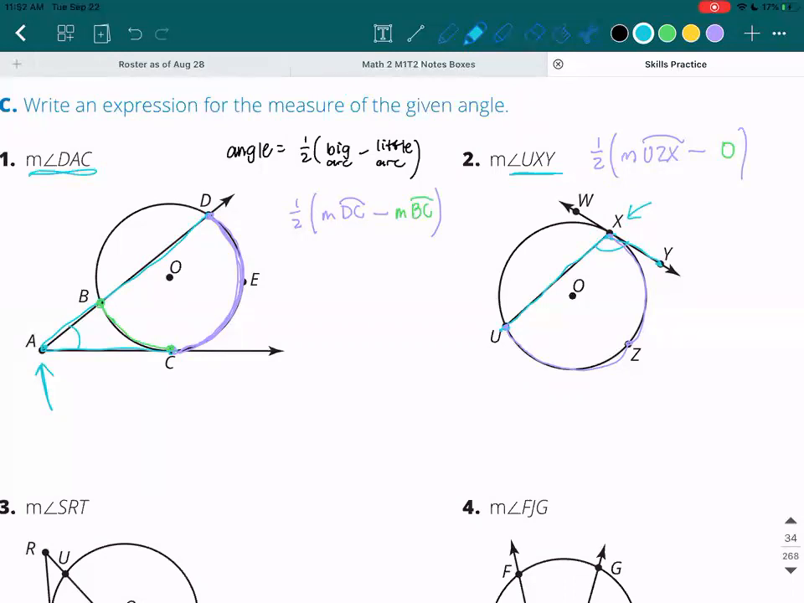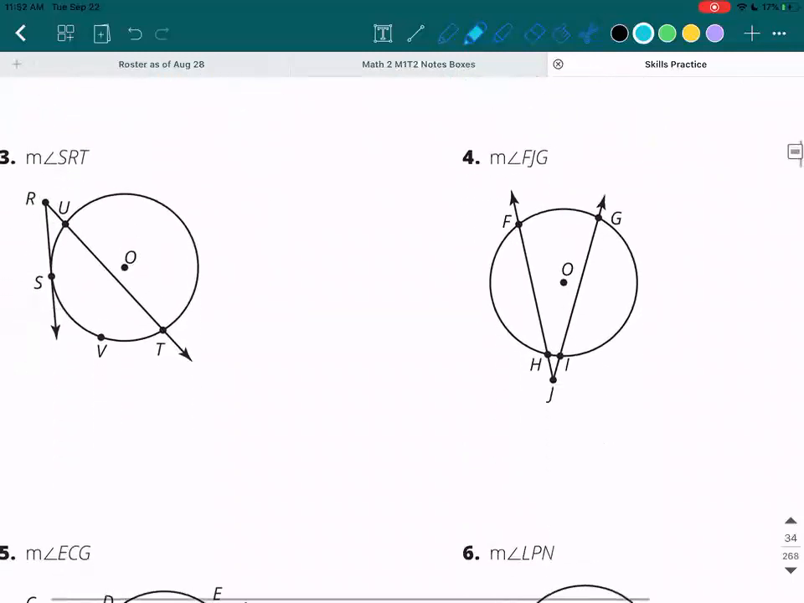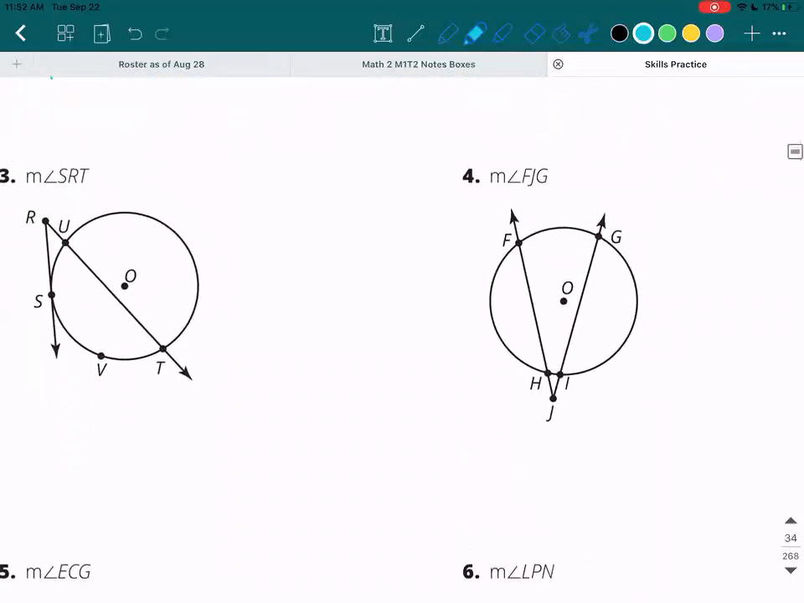All right, we're moving on. Okay, so let's go on to number 3. We have the measure of angle SRT, so that angle. And remember our formula is half big arc minus little arc. So I'm just going to write it in there.